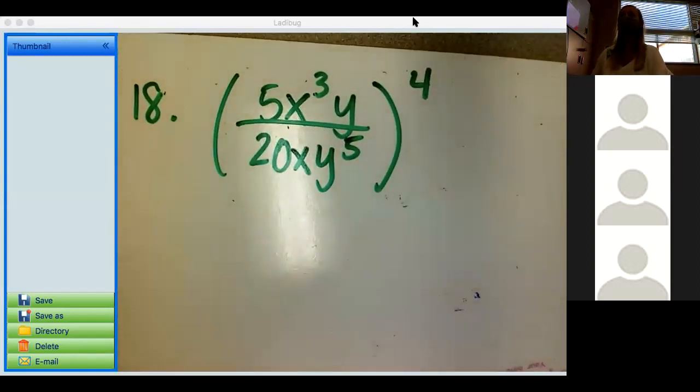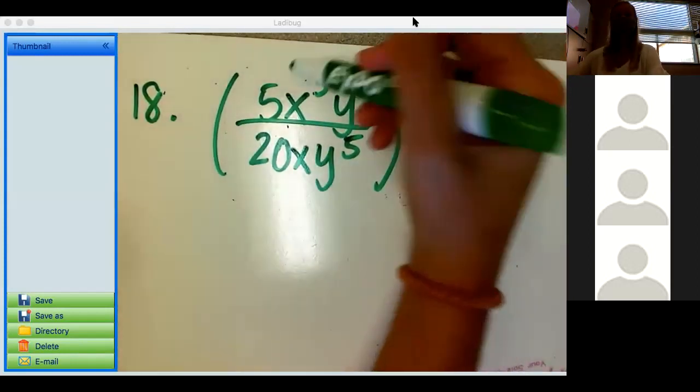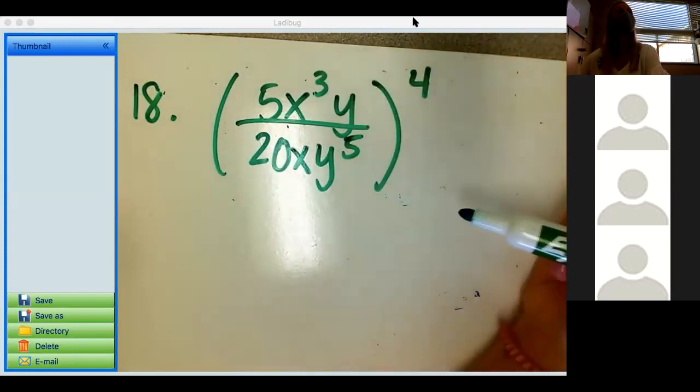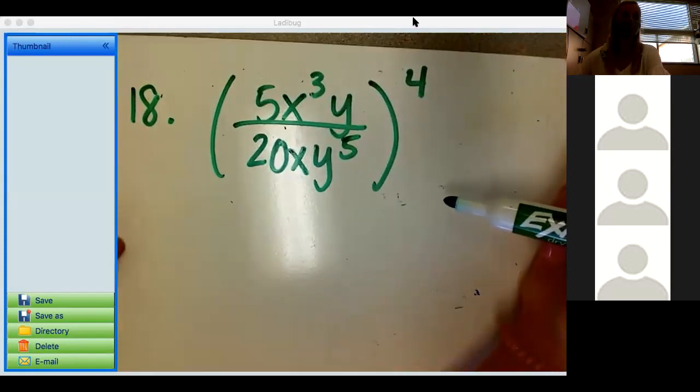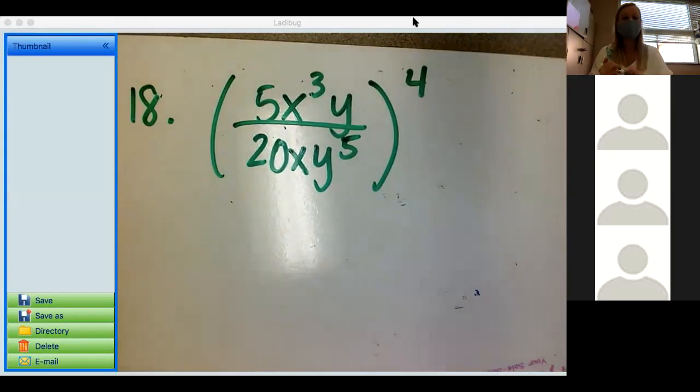So for number 18, a lot of you were distributing in the fourth power first. You're going to get huge numbers if you do that. It just depends on who you had for Math 1 and Math 2, how they taught you how to do it. You can do it either way. Me and Miss Allred used to bare knuckle brawl about this because she likes to distribute first. And I don't know why, because you get huge numbers.